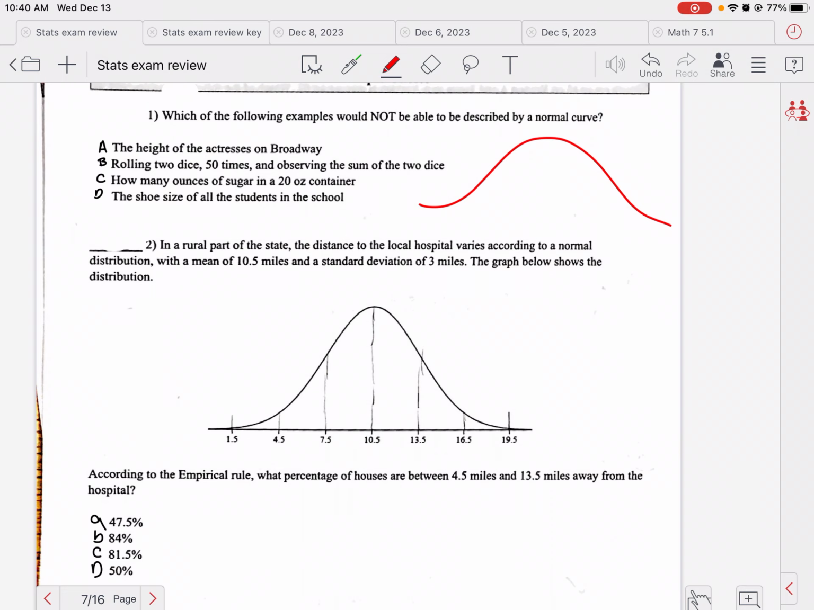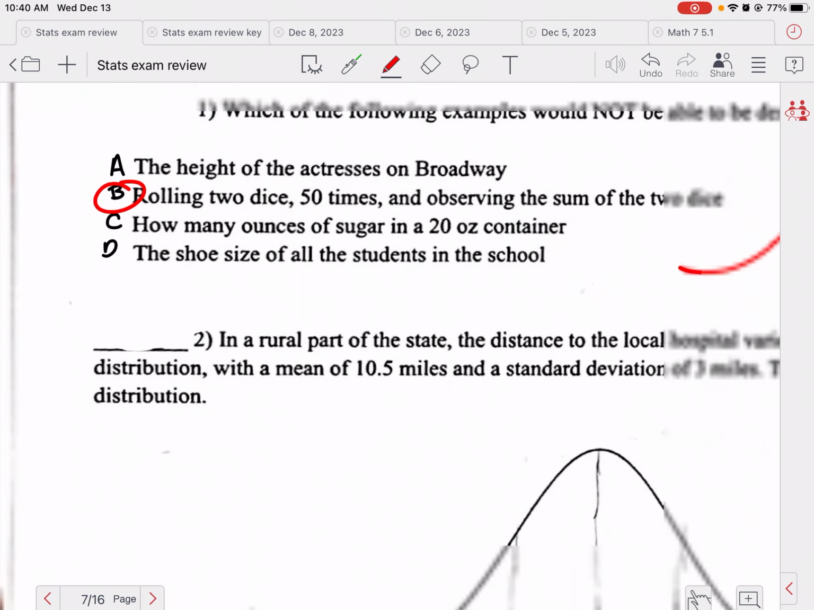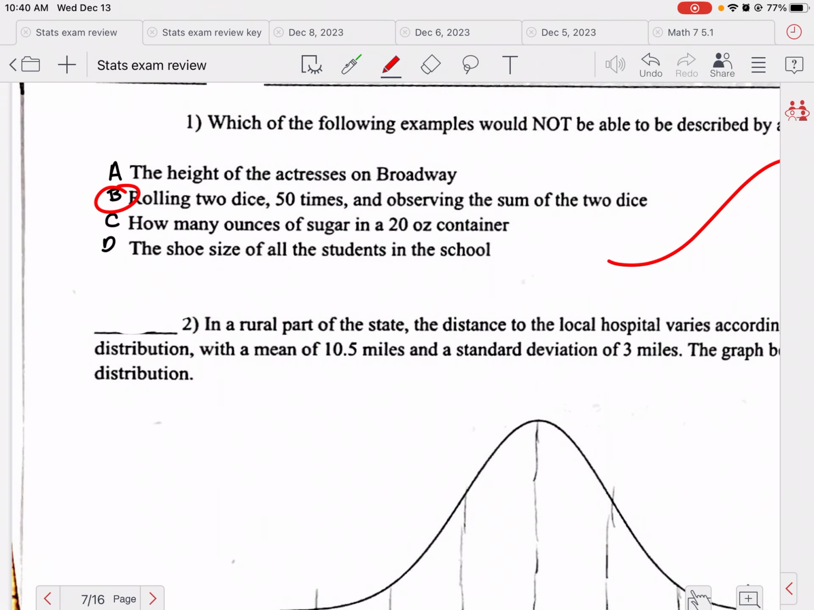Okay, I believe it is answer B because we are rolling dice. It's consistent. There's nothing that's going to change throughout there, right? How many ounces of sugar in a 20-ounce container, right? There could be a lot of variations there. And shoe sizes of all students, we're looking at 2 different types of shoe sizes, so that's not a fair representation of what's happening, okay?